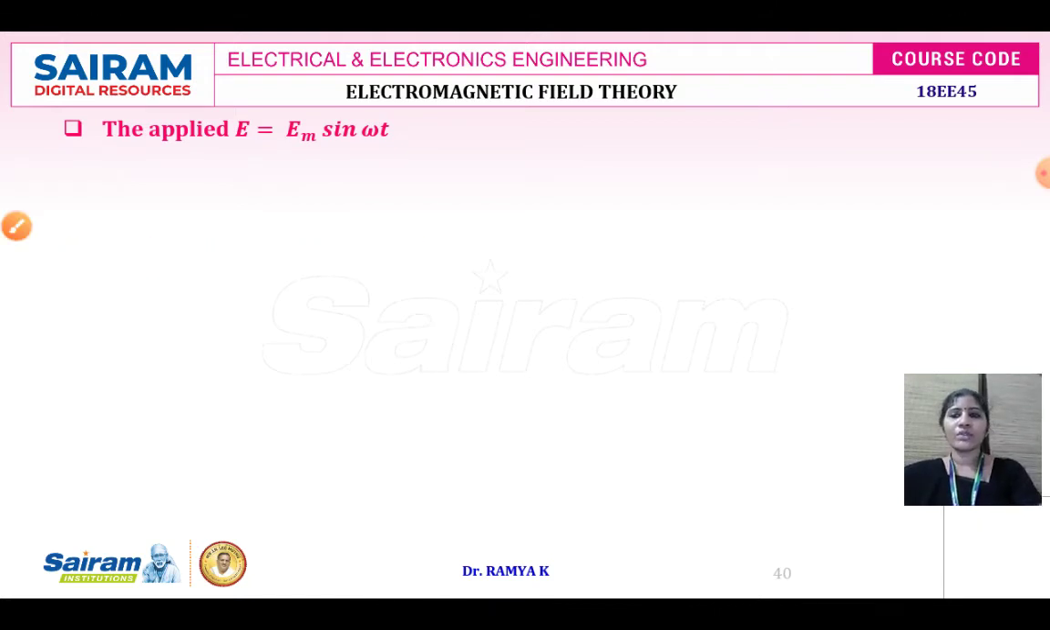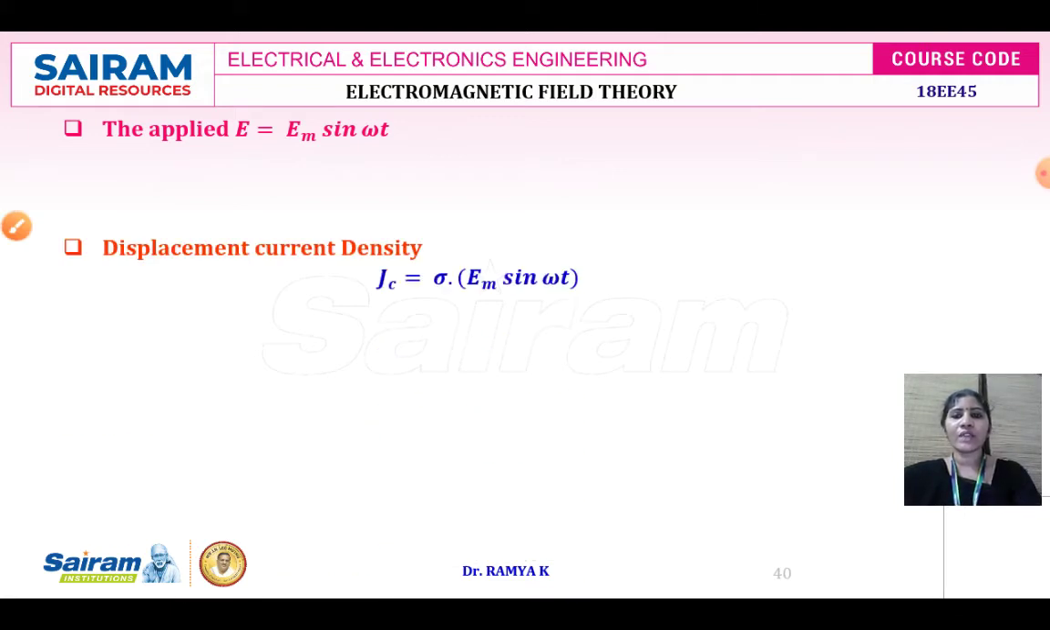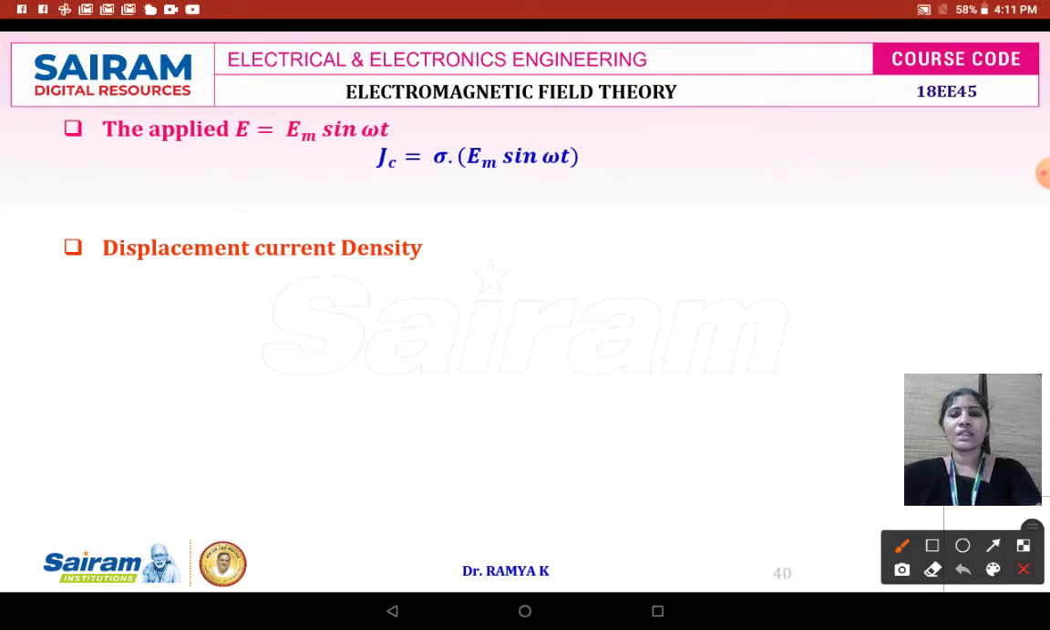the applied voltage. The applied electric field E is equal to Em sin omega t. Now we need to identify the displacement current density and the conduction current density. So the conduction current density is given as Jc is equal to sigma into E. According to the modified form of Ohm's law, we get J is equal to sigma into E.